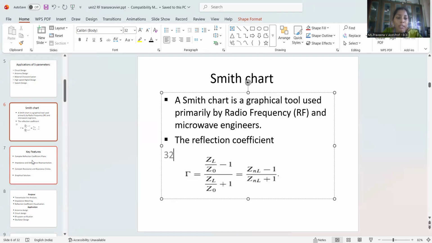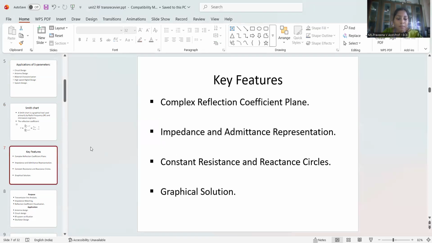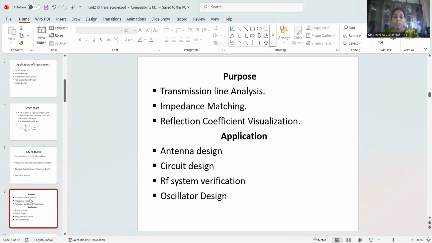Next, we are going to see about the key features. Generally, the Smith chart is a graphical representation of the complex reflection coefficient, that is gamma. It is used to display the impedance and admittance. It contains constant resistance and reactance circles, and it provides a quick graphical solution for impedance matching and transmission line analysis. Okay, these are the key features of the Smith chart.